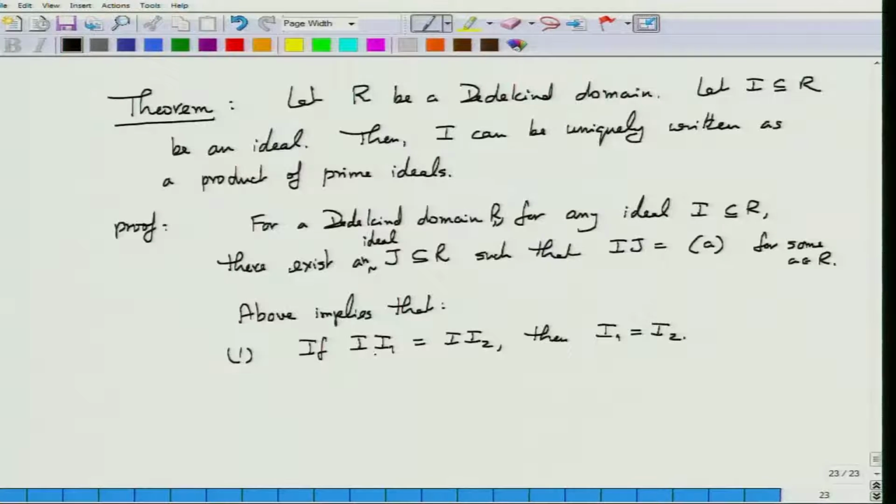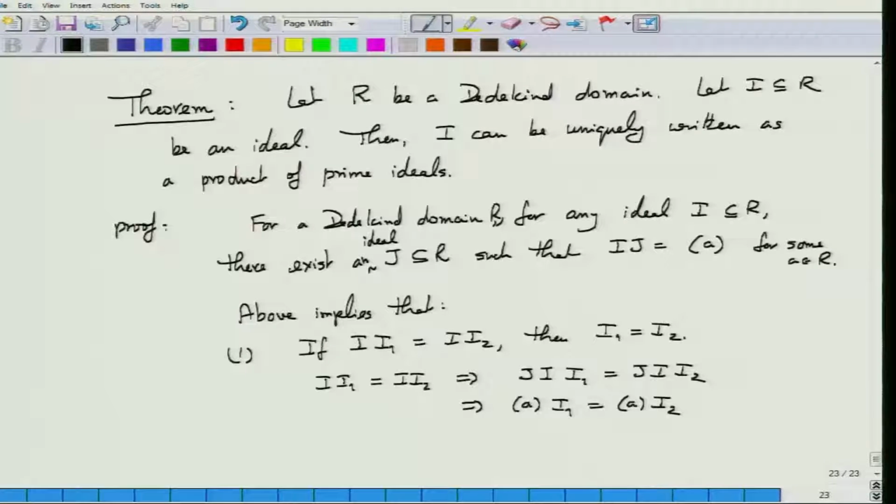How? Well, if you have I times I1 equals I times I2, and corresponding to ideal I we have an ideal J such that I times J is a principal ideal, then multiplying by J, the principal ideal (A) times I1 equals the principal ideal (A) times I2. And this implies I1 equals I2, because you can easily cancel principal ideal multiplication.